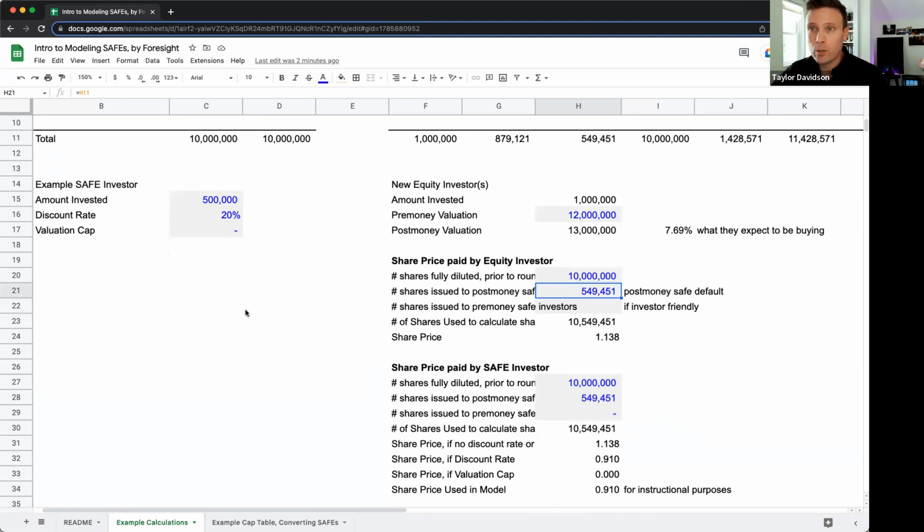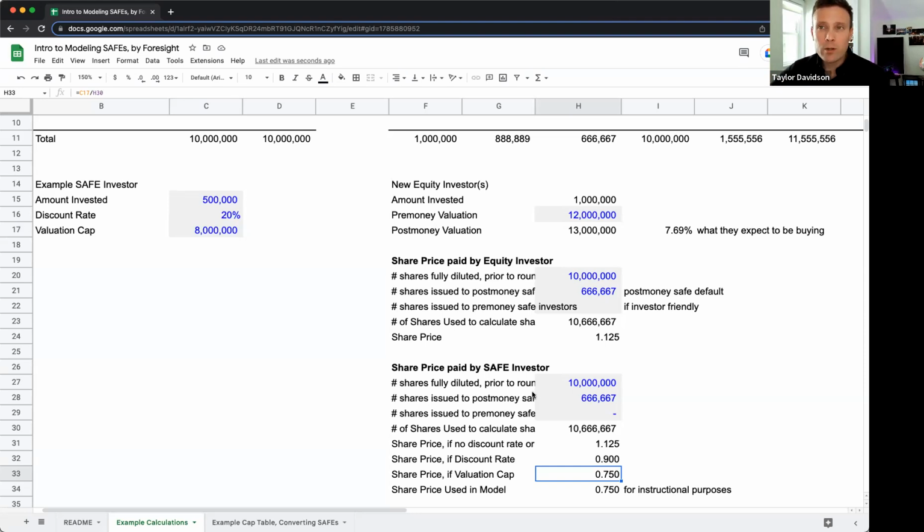Now, what happens if I include a valuation cap for this? Perhaps this is an $8 million cap, for example. Now I have another share price that's used in terms of the valuation cap. And if you have multiple terms, the general structure is that I want to pay whatever the least is, whether it's the price issued to the new investors or what's less based upon the discount rate or cap.